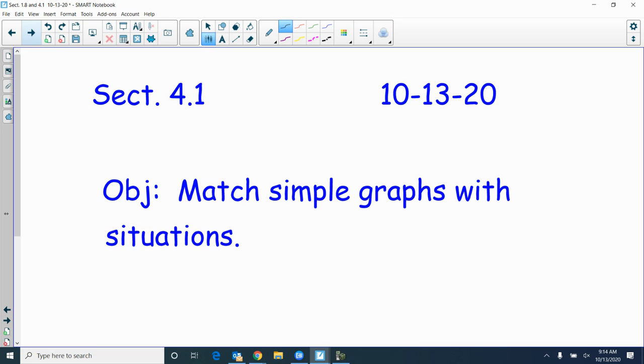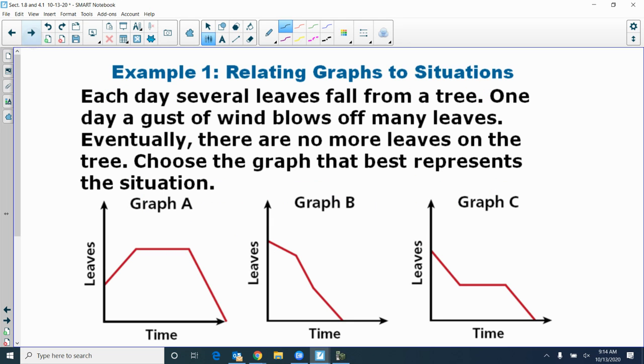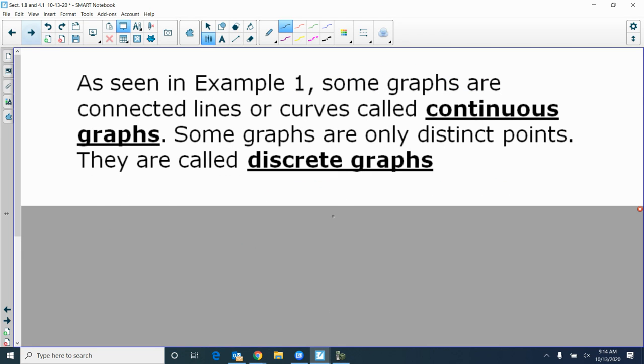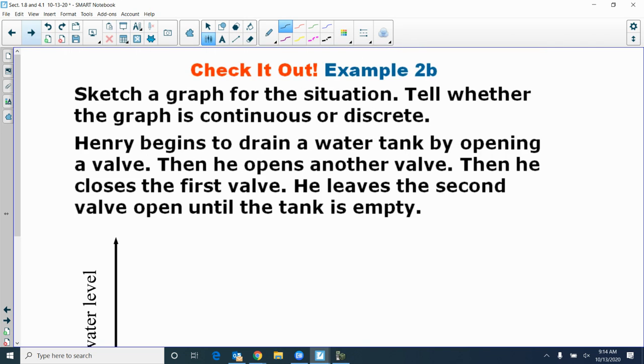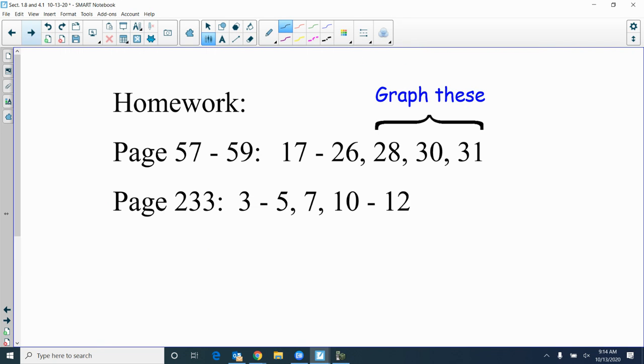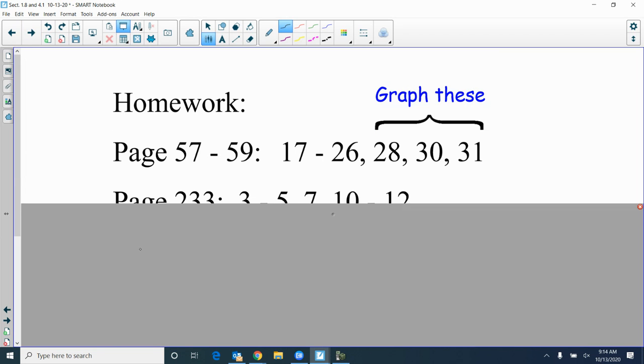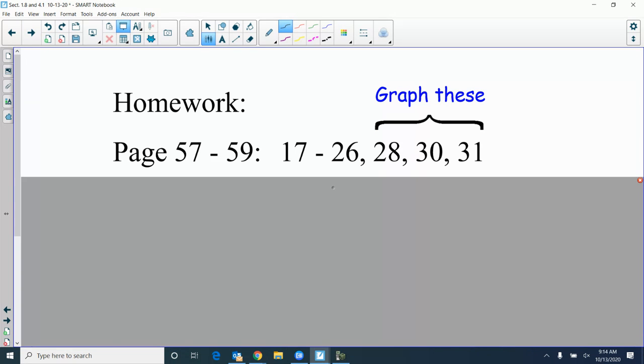All right, we're going to have to save this part for tomorrow. But you do have just 57 through 59. Just do that set. Now, the 28 and 30 and 31, graph these. If you have graph paper, do them on graph paper using a table.